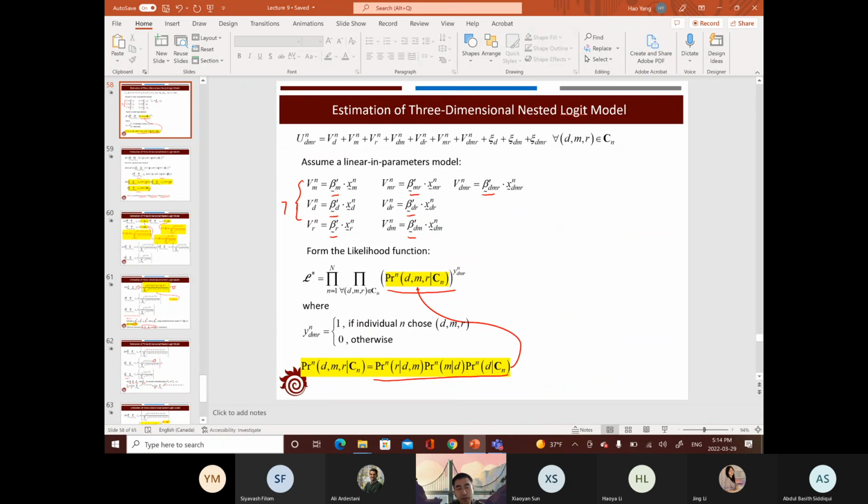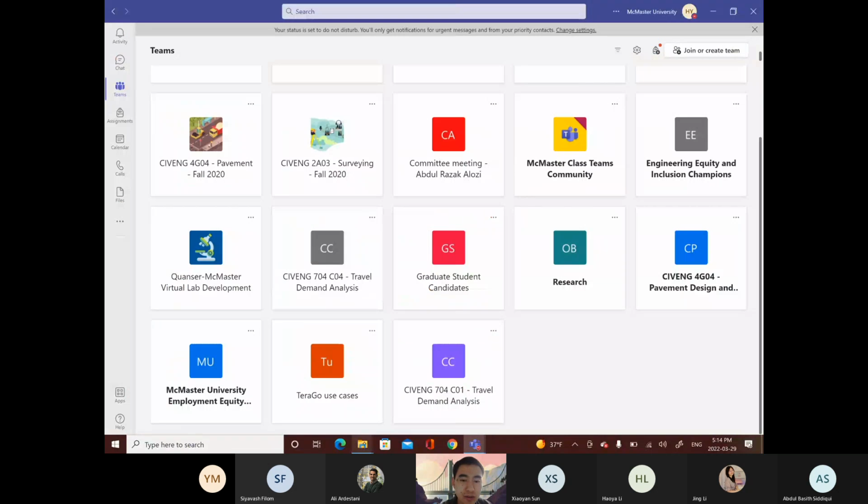There are some publicly available sources online for you to do the calibration for the nested logit model. If you're interested, you can try to search online. It will help you finish the calibration automatically. Okay. Any questions about this one? If no, I will go to the next one.